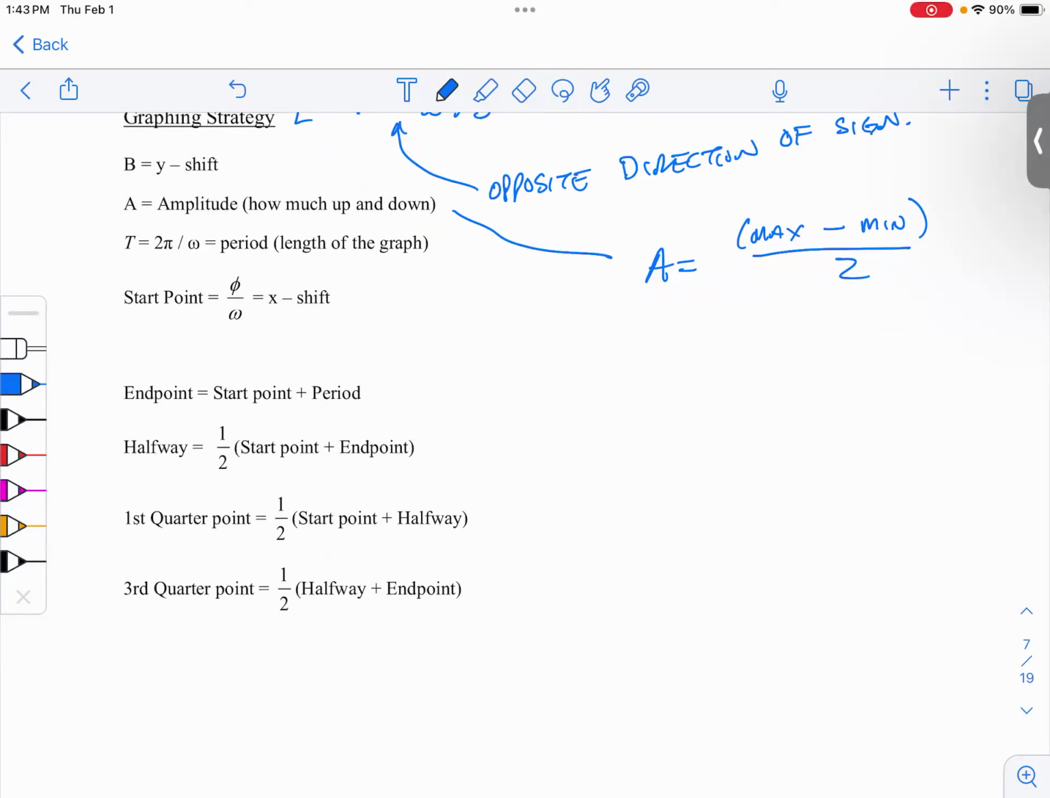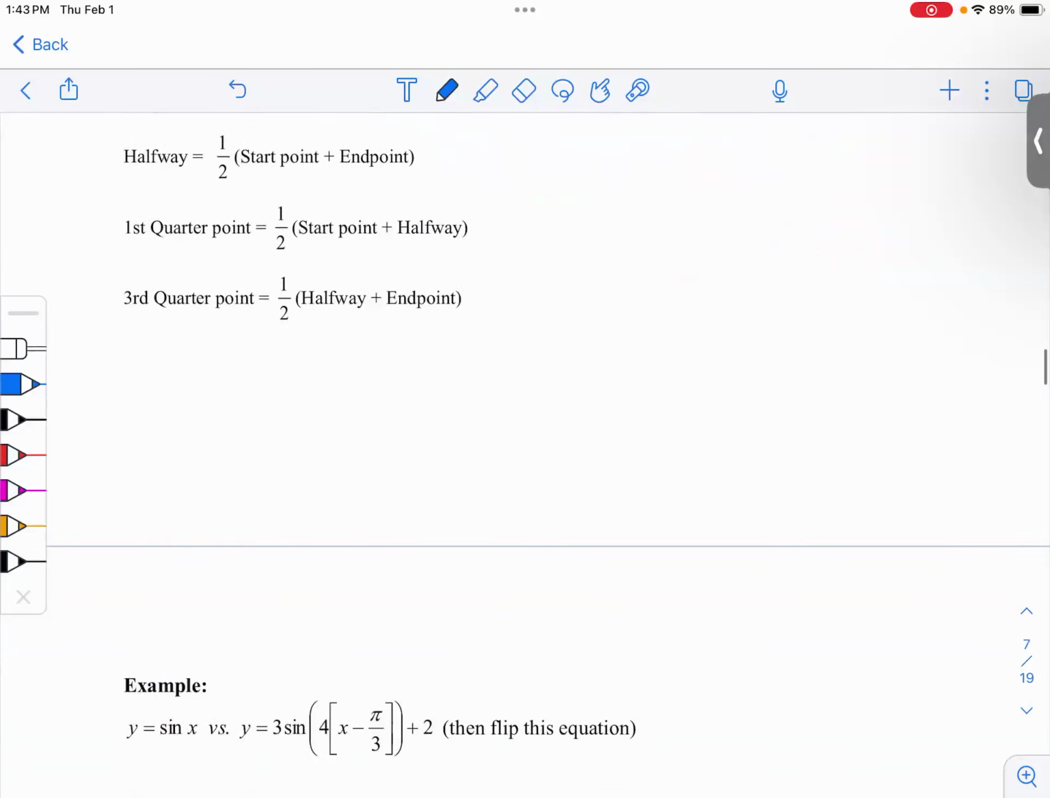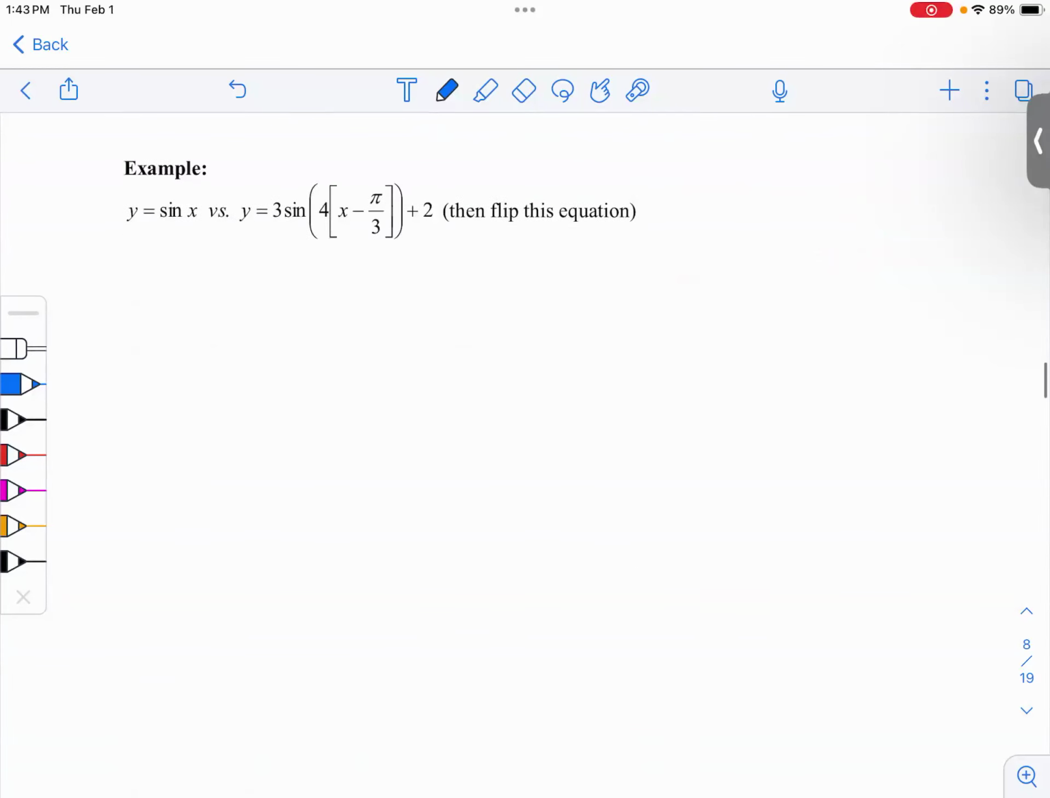Our starting point, which is our X shift. Then you find your end point. Well, the end point is the starting point plus the period. And then you find your halfway and your quarters, basically doing the midpoint, basically how you do a median. This value plus this value divided by 2. And so we just keep cutting the graph into quarters, and we'll have ourselves 5 points. So that's quite the strategy.